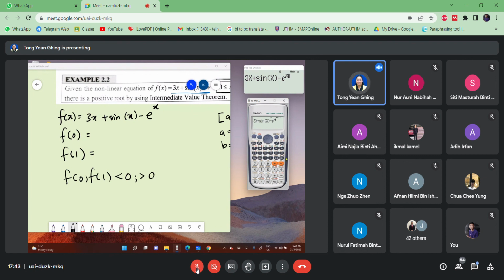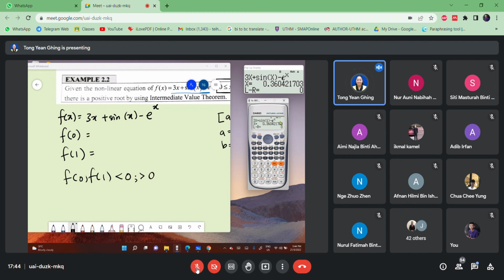Now I will press solve. This one, shift, calculate. So, solve the value of x for x is 0. I want to substitute the value of x as 0, so just put 0.